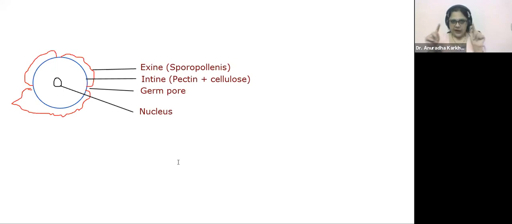Yes, exine has gaps in between. Intine is entire. Can you see the blue circle is entire? There I have not made gaps. So the intine is entire. Exine has gaps in between. The gaps are going to be called germ pores. Now something more. Nucleus has a nucleolus. We have everything.